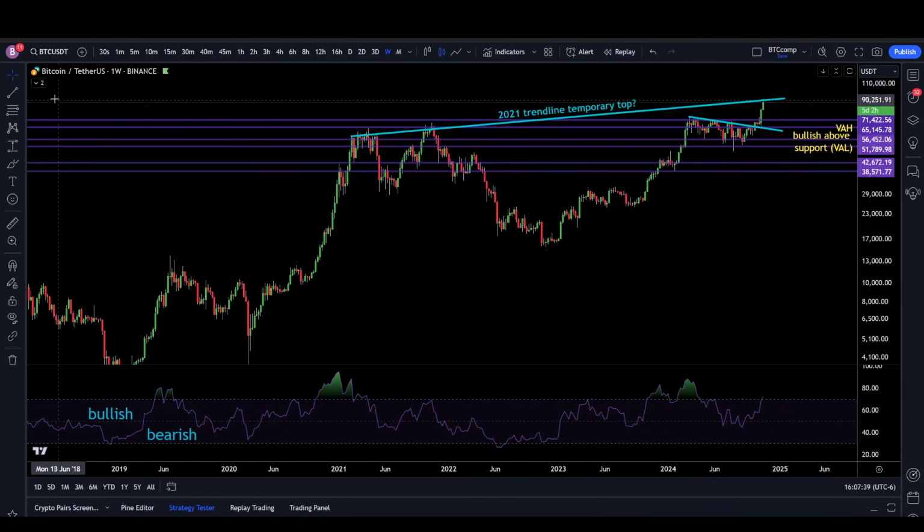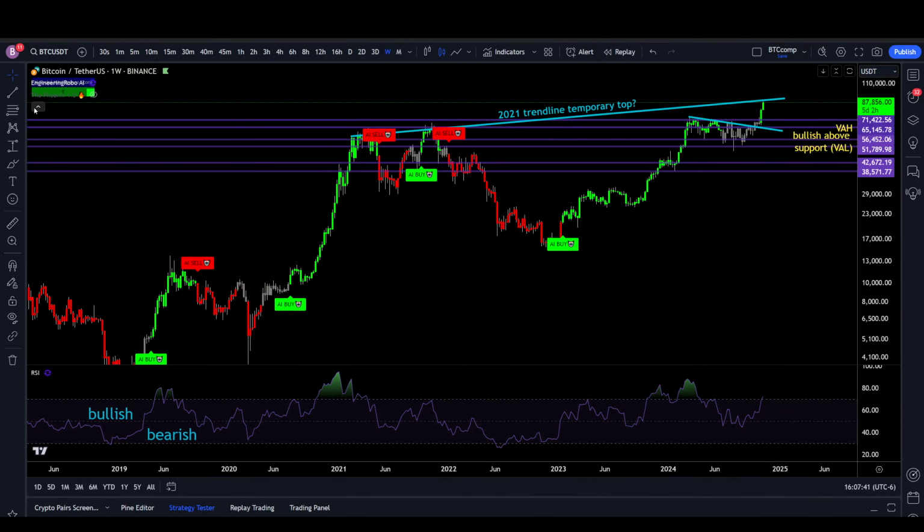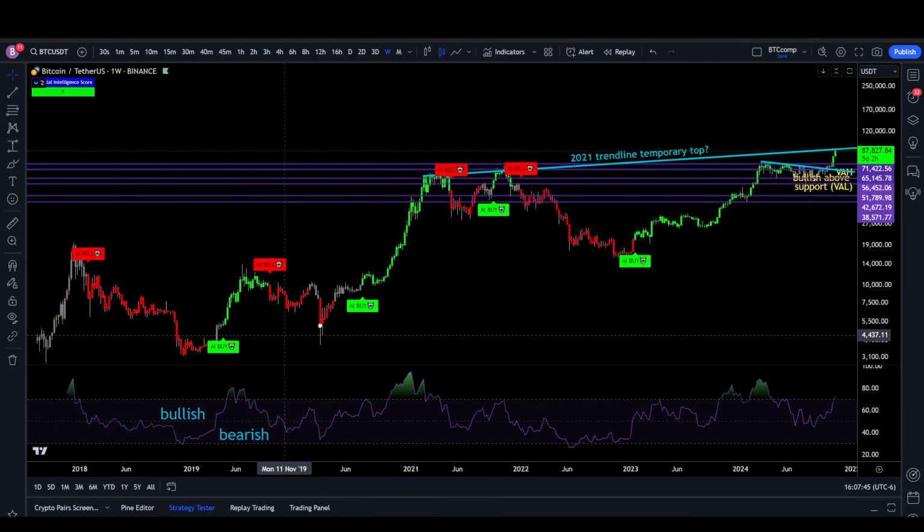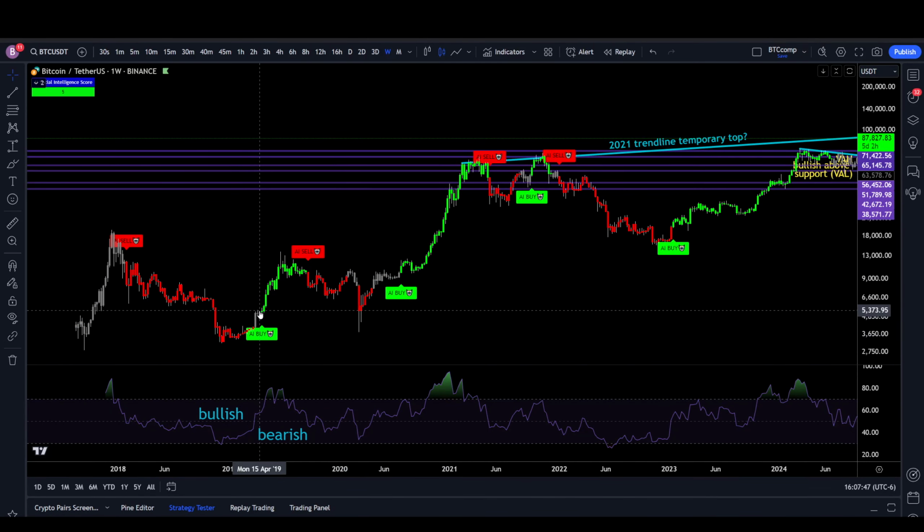So now let's just turn on Engineering Robo AI and see what happened. I mean, look at that right there. Yeah, it got you in a little bit late on the weekly, but it got you out well before all this drawdown. And that's what Engineering Robo does for you. It saves you from the big losses. It preserves your capital, preserves your profits, and you just keep building.